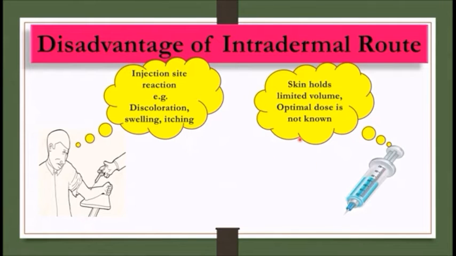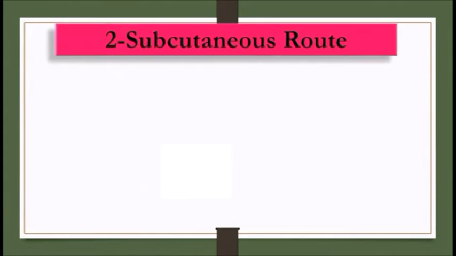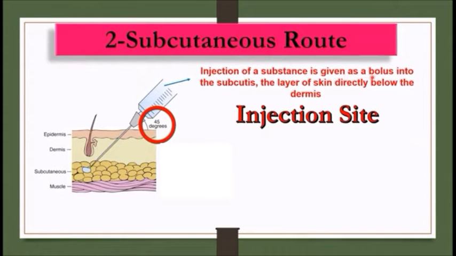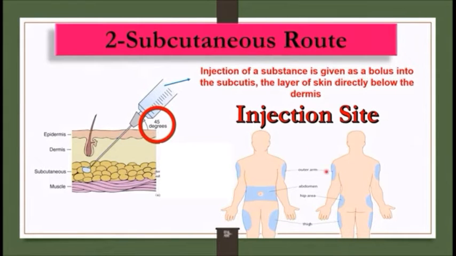pyrogens. And also the preparation of water for injection is by distillation or by reverse osmosis at 200 to 400 psig. So there is a question in GPAT: preparation of water for injection by distillation or by reverse osmosis occurs at what pressure? And the right answer is 200 to 400 psig.